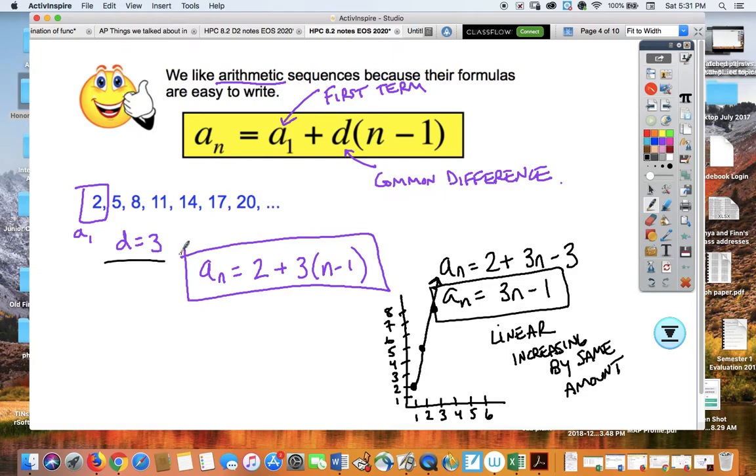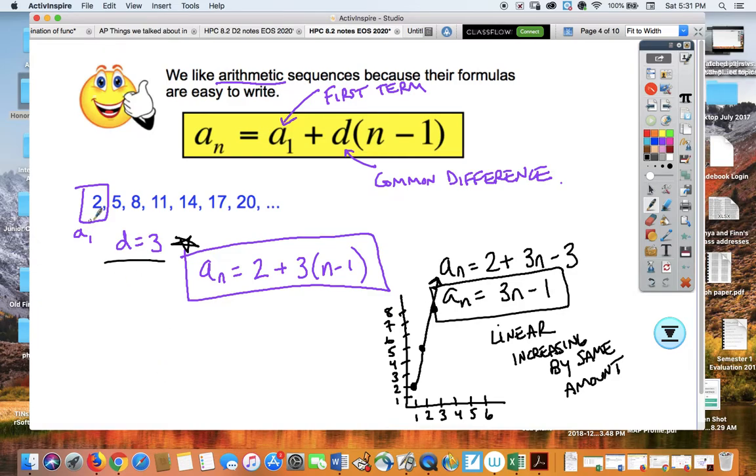Now, I would say leave your equation like the purple one because I can pick out important information a lot easier. I can pick out 2 as the first term and that my common difference is 3 really easily this way. Just leave it like the purple.